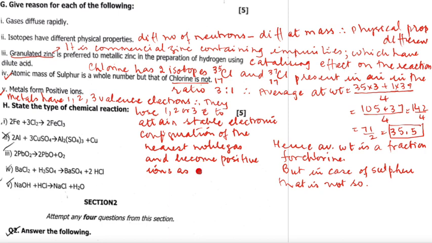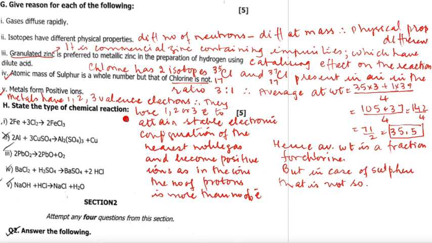As in the ions the number of protons is more than the number of electrons. Remember, if they are losing the electrons, then the electrons are less and protons are more.